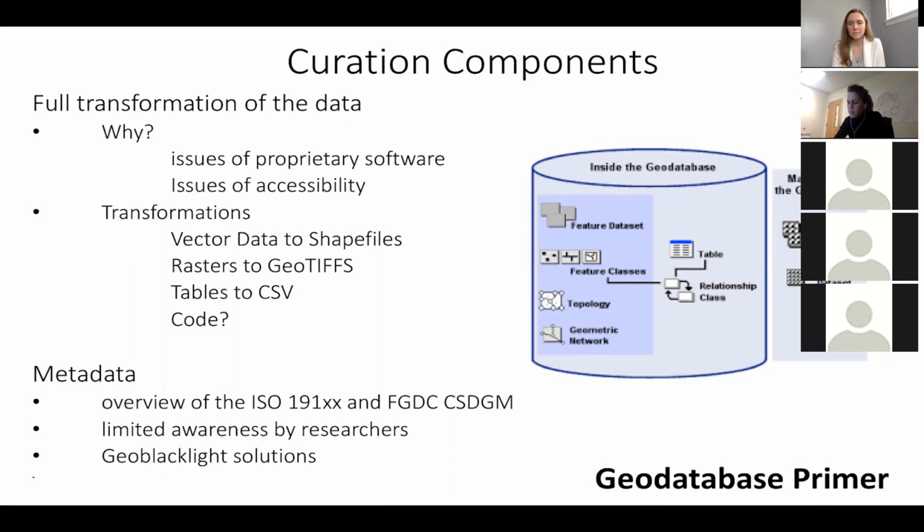Our curation recommendation for this type of file is actually a full transformation of the data. So not to get rid of the geodatabase, to keep the geodatabase, but also to transform all the files within there into more common files. So things like vectors into shapefiles, rasters, make sure they're all GeoTIFFs, tables, make sure they're all CSV.